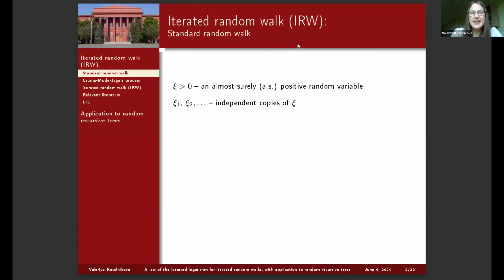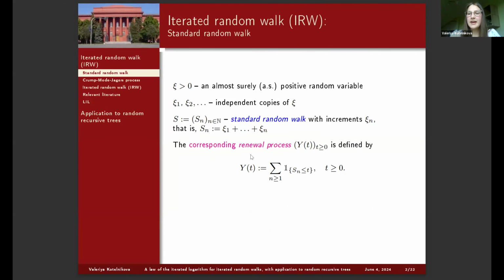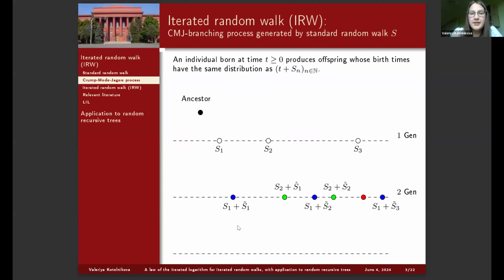So let's start, and we start by introducing some notation for standard random walks. By xi, we denote an almost surely positive random variable, and by xi_1, xi_2, and so on, we denote its independent copies. Then by S_n, we denote the standard random walk with increments xi_n, so that S_n is just the sum of xi_1 and so on up to xi_n. The process we are interested in is the renewal process, which we denote by Y. It is defined as the counting function for the sequence S_n. And we are also interested in the mean of process Y, which is denoted by V, and this function is called the renewal function.